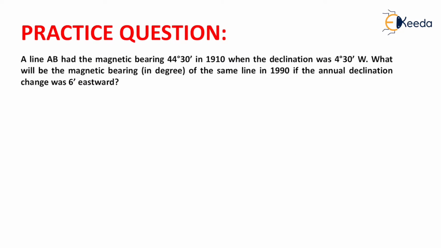Question is given as: a line AB had the magnetic bearing 44 degree 30 minutes in 1910 when the declination was 4 degree 30 minute west. Then what will be the magnetic bearing in degree of the same line in 1990 if the annual declination change was 6 minutes eastward? Now, first of all, we need to solve this question for 1910. After that, we need to solve this question for 1990. So, first we will solve it for 1910.